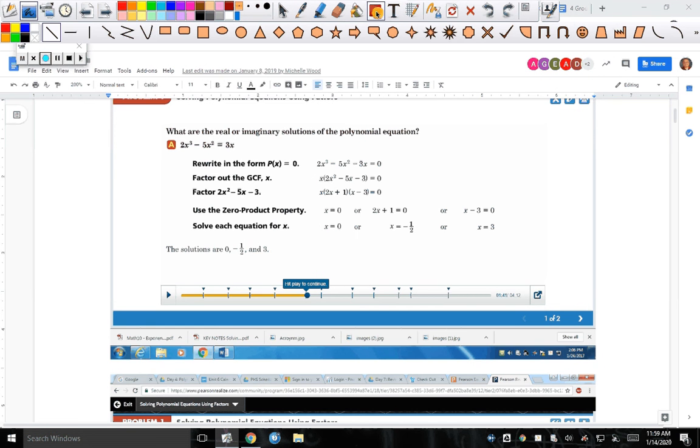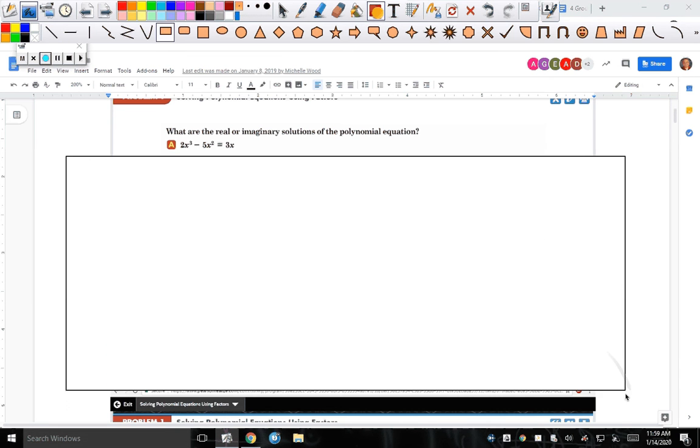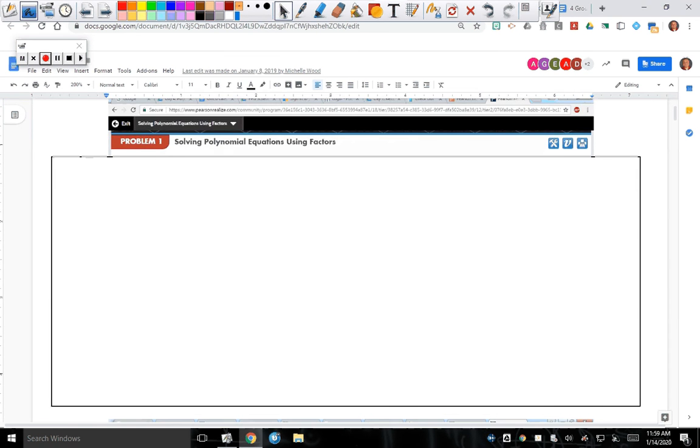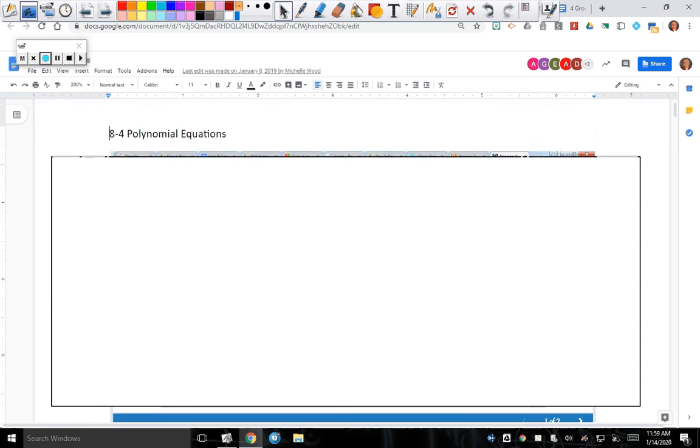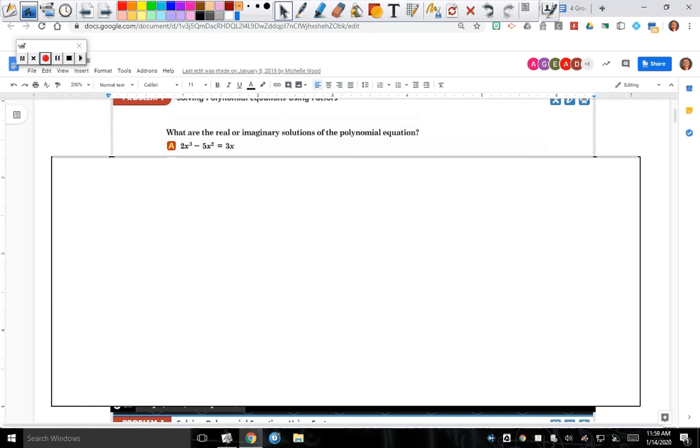So the first one that we're going to look at is this example right here. So we're going to start with polynomial equations. And it's asking, what are the real or imaginary solutions of the polynomial? Real versus imaginary. But this is the most important word. This will tell you what your answer is going to look like. Okay? What will my answer look like? X equals some stuff.